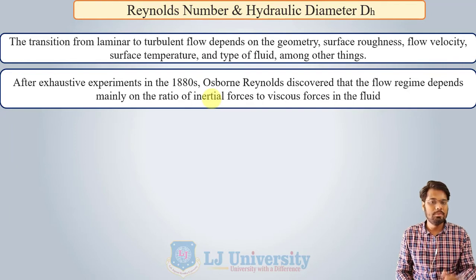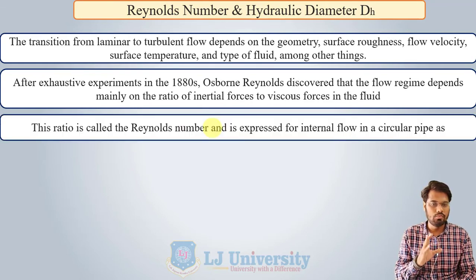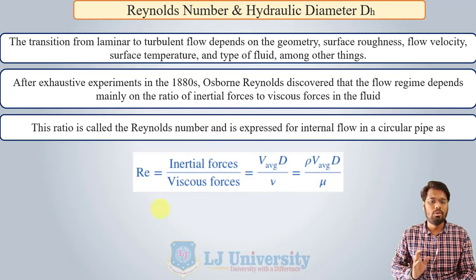So after the experiments in the 1880s by Reynolds, who discovered that the flow regimes depend mainly on the ratio of inertia force to the viscous force, we know this ratio is known as the Reynolds number, which is inertial force divided by viscous force, which is equal to rho V d by mu, where mu is the dynamic viscosity.